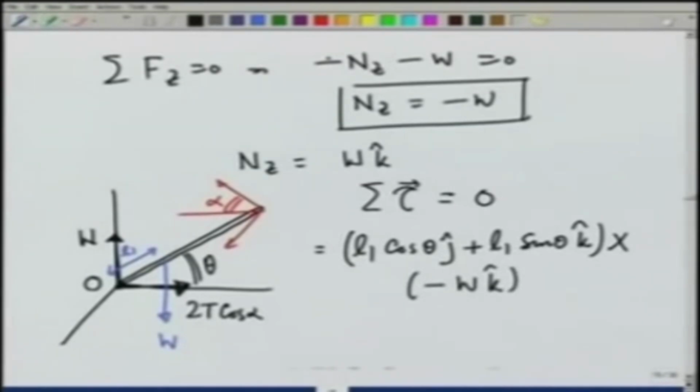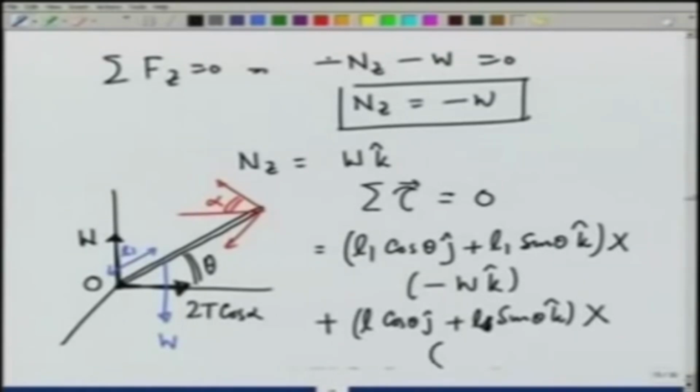The other forces are tension. So, that would be plus L cosine of theta j plus L sine of theta k cross. Since the two forces are acting at the same point, I can write the torque for their summation, which would be equal to minus 2 T cosine of alpha j, and this should be equal to 0. This condition would determine the tension T. So, let us work this out.